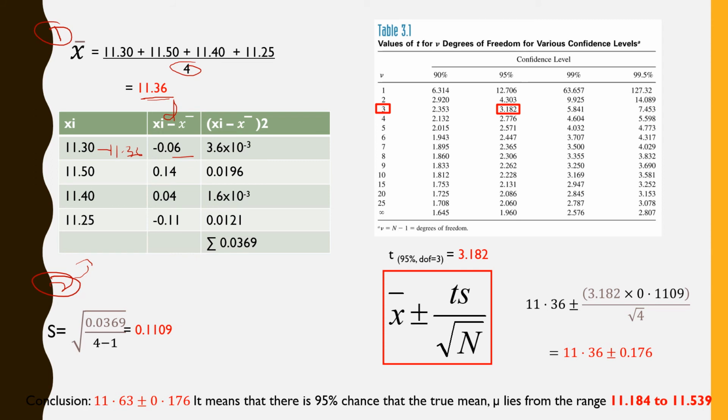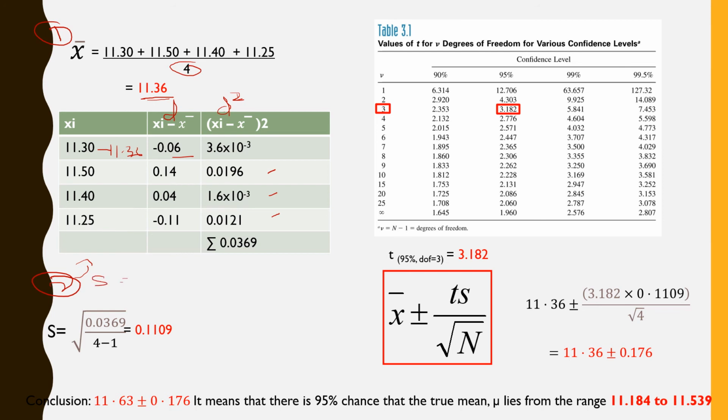And then after you find the deviation, you have to find the deviation squared, power of 2. So negative 0.06 to the power of 2 will give 3.6 times 10 to the power of negative 3, and so on for data number 2, 3, and 4. After you find the squared deviations, you total them, and you will get 0.03696.